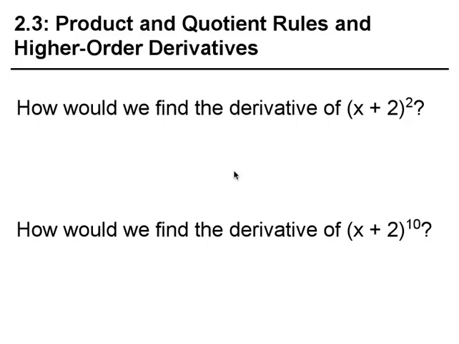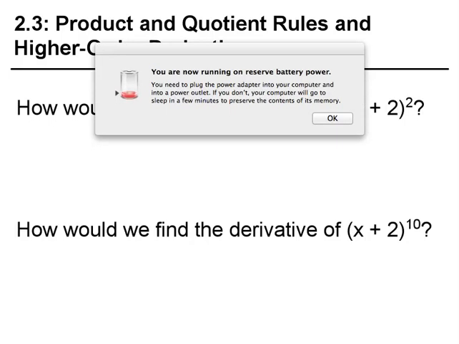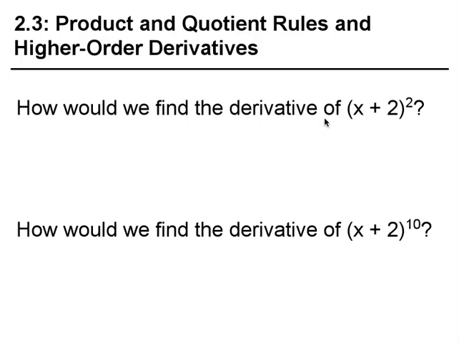2, 3. This is on the product and quotient rules, and it's also going to have some higher order derivatives in there. So let's go ahead and, oh crud. I want you to think about those two questions up there.